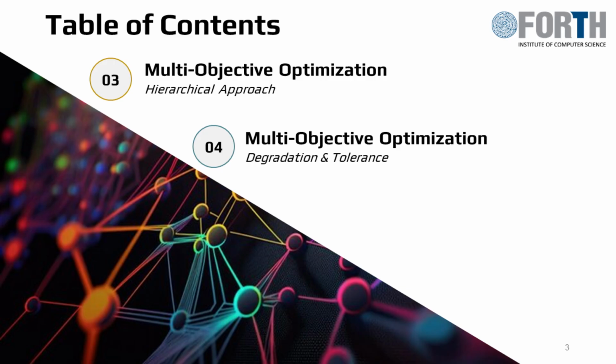Instead of combining objectives, we assign priorities. The solver optimizes them sequentially, preserving higher priority results while improving lower priority ones. Finally, we examine degradation and tolerance mechanisms. These allow controlled relaxation of higher priority objectives, enabling more flexible trade-offs while maintaining a structured optimization. This sequence provides both conceptual understanding and practical modeling tools for multi-objective optimization in MILP.